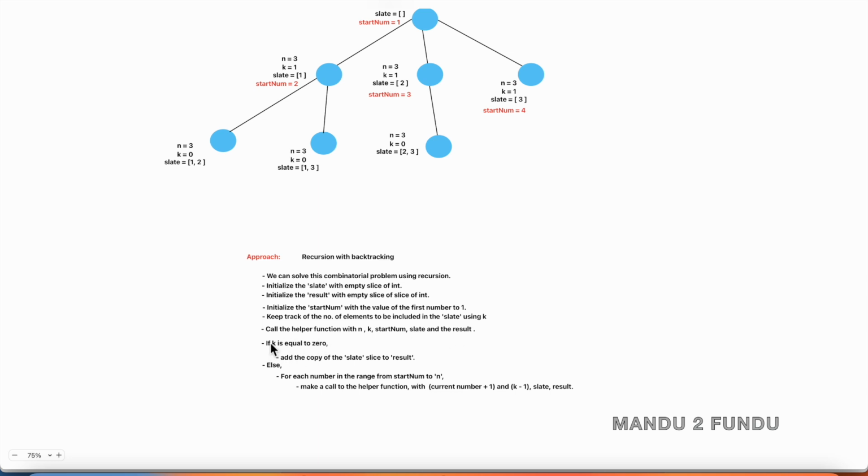Okay, so if the k value is equal to 0, that means we generated the combination of the required size, so we add that to the result. Otherwise, for each number in the range from the current starting number to n, we make another recursive call which increments the current number and sets that as a starting number for the called function. And also we decrement the k value, and we pass this partial slate and the result. So we repeat this until all possible combinations of size k are generated.